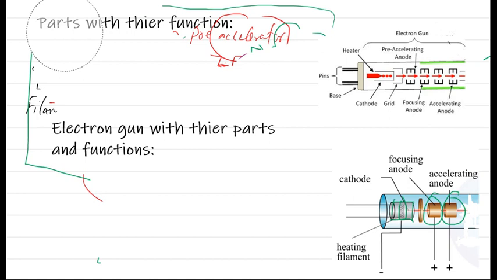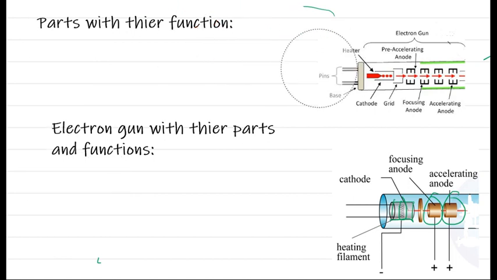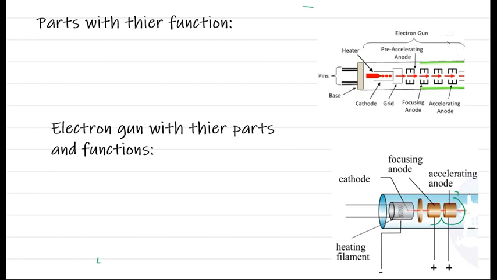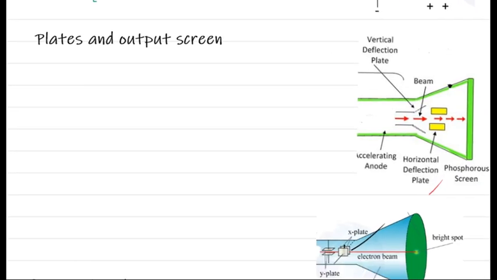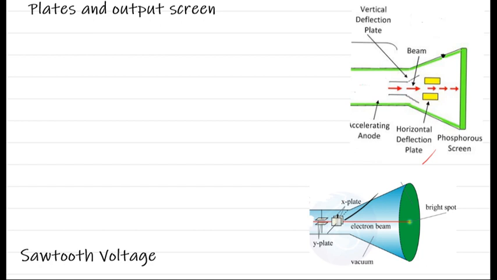So these are the two parts: one, the electron gun, and the second, the anodes, which we discussed, I mean three different types of anodes. All the anodes have positive potential. The cathode and the grid have negative potential, and we are providing AC supply to the filament.